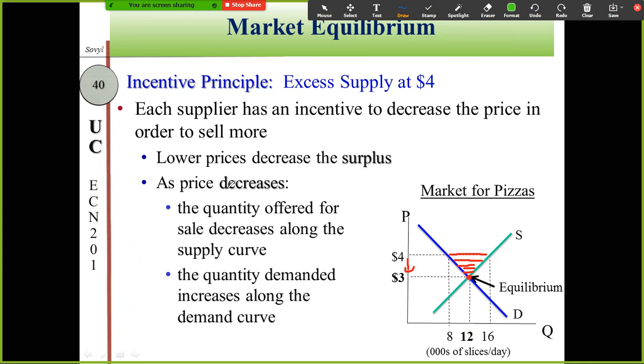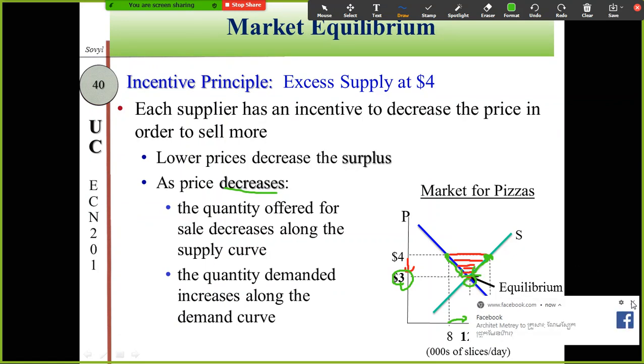When the price drops, supply will decrease. Okay, supply decreases because with a lower price, producers produce less. The quantity demanded increases along the demand curve, because the price drops and buyers will buy more. Before, they bought that amount, so they buy this amount right now. So as a result, the market will reach equilibrium again.